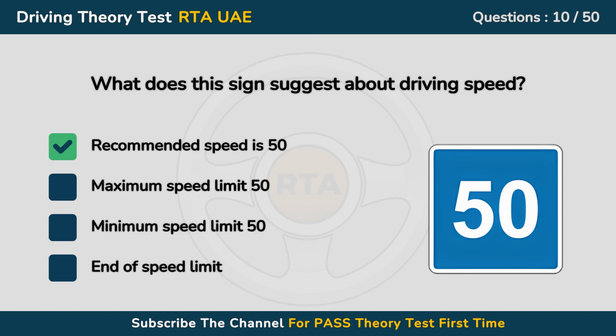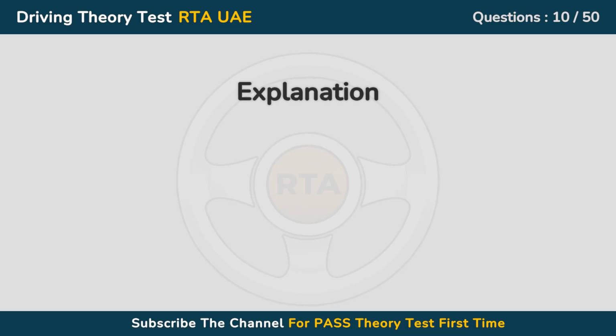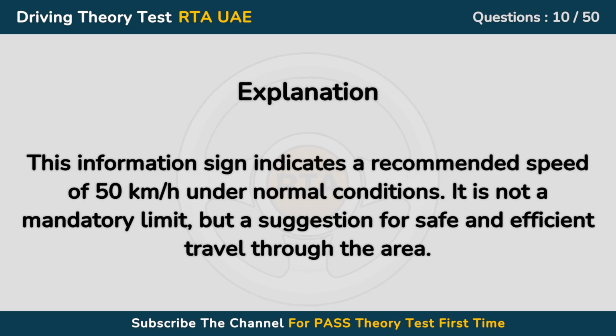Answer is A. Recommended speed is 50. This information sign indicates a recommended speed of 50 under normal conditions. It is not a mandatory limit, but a suggestion for safe and efficient travel through the area.